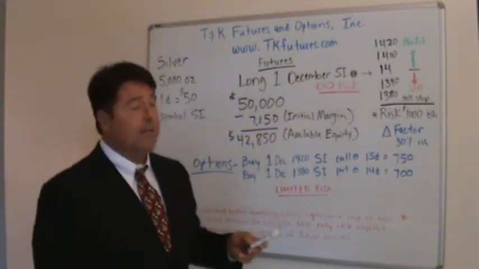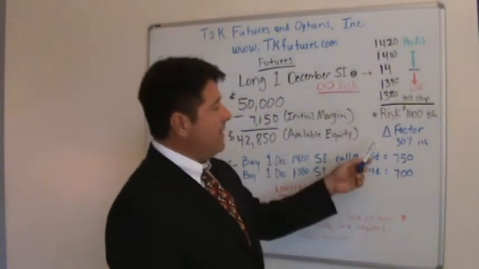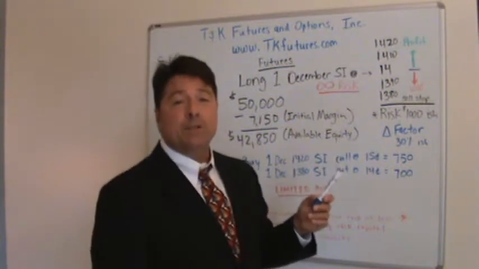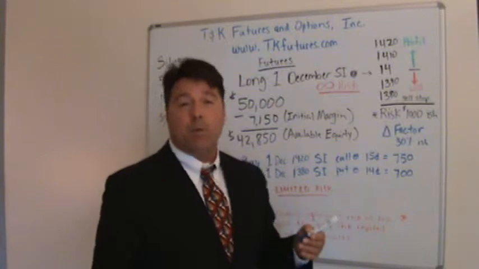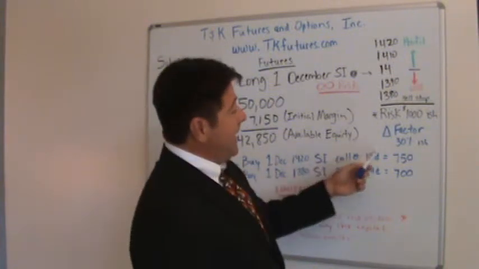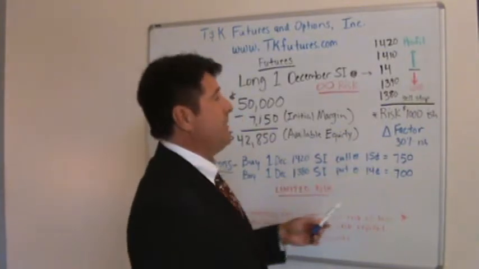I know this is very confusing. There's a lot of other things involved. People ask, well, how do you make money? How come my option doesn't move as quickly as the futures market? Well, that's the price you pay for having limited risk. It's another made-up number. This says delta factor 30%.